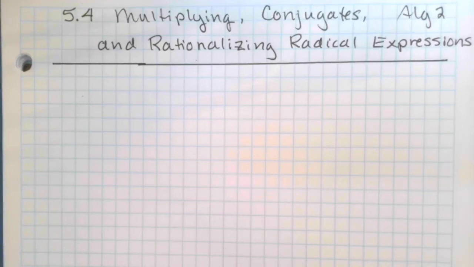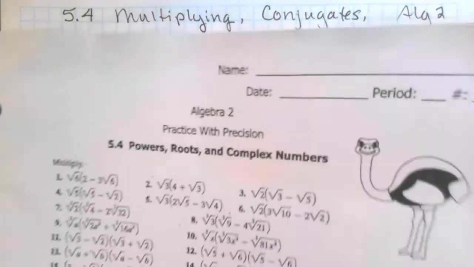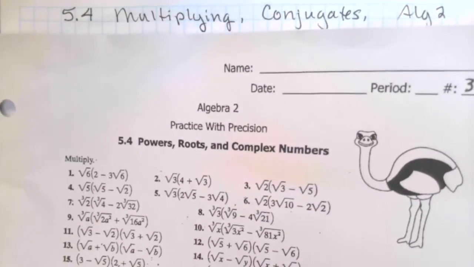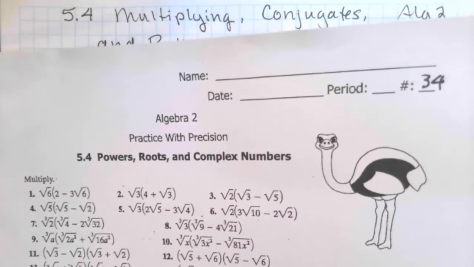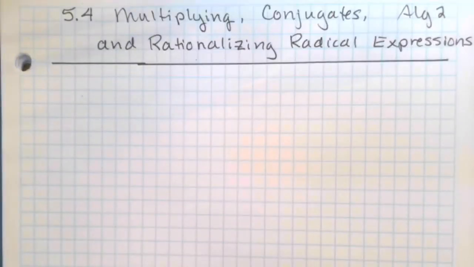Hello, these are the notes for section 5.4, which is multiplying with radicals, conjugates, and rationalizing radical expressions. These notes go with the 5.4 worksheet, which is assignment number 34. We'll be doing the odds on that the first time through.